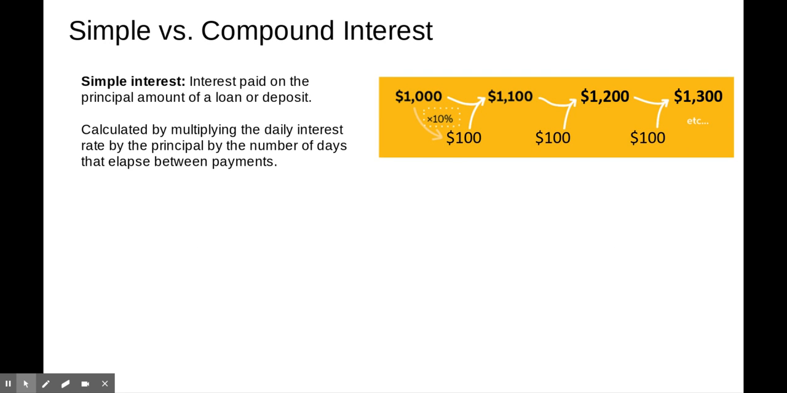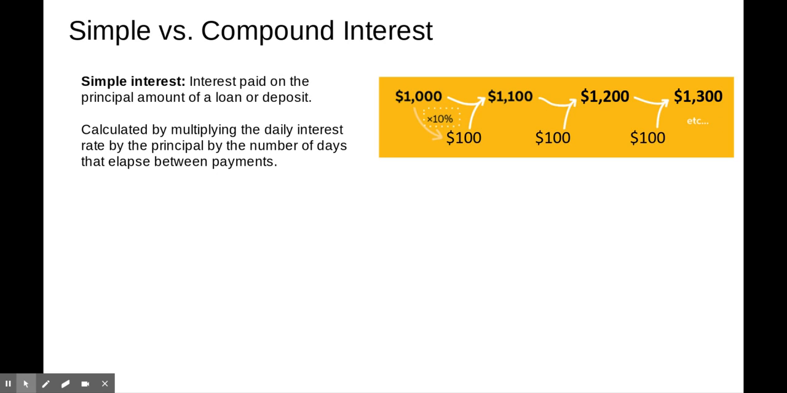So for grade 8, the idea of simple versus compound interest. Simple interest is interest paid on the principal amount only of a loan or a deposit. You can see here in this picture, it's calculated by multiplying the daily interest rate by the principal only.